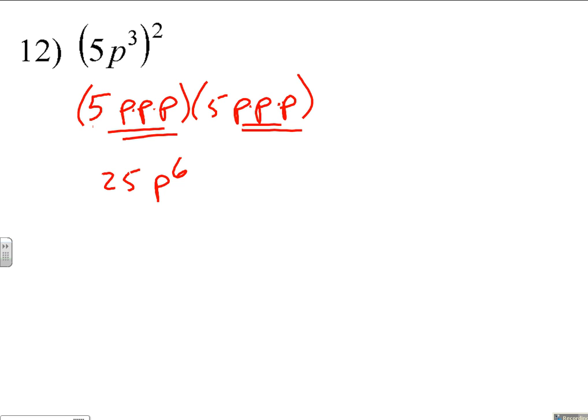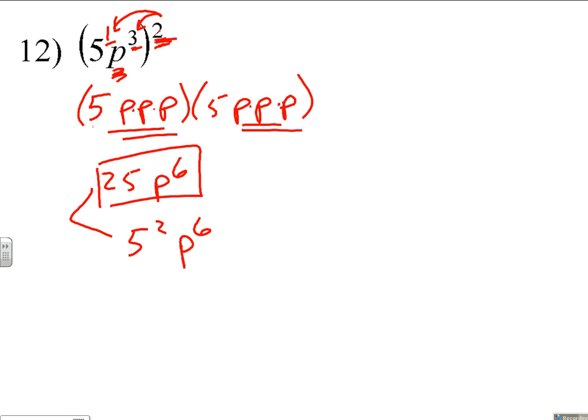So there we go. What we notice here is this 3 only affected the p's, but this 2 has to affect the 1 5 that's in there and the 3 p's that are in there. Two groups of 1 left us with 2 5s. Could have written it like this. And two groups of 3 p's left us with 6 p's. So these are equivalent. We would probably simplify when the numbers are as small as this. We're not dealing in the thousands at this point.